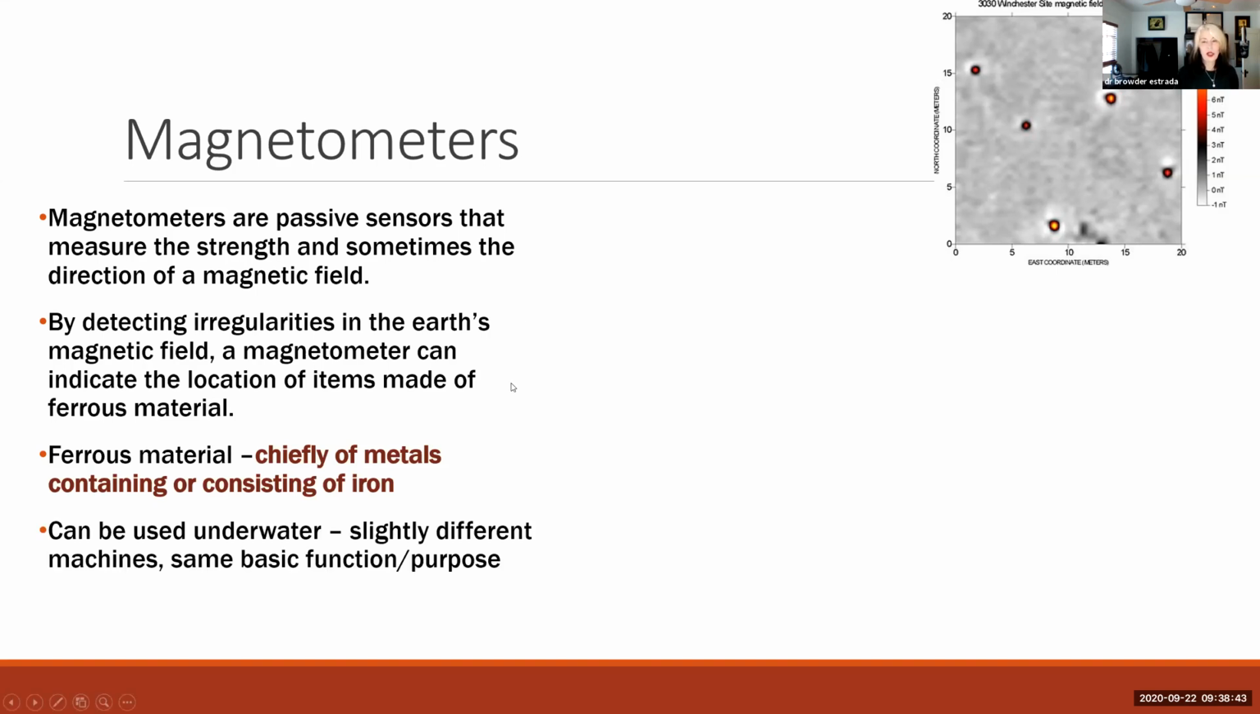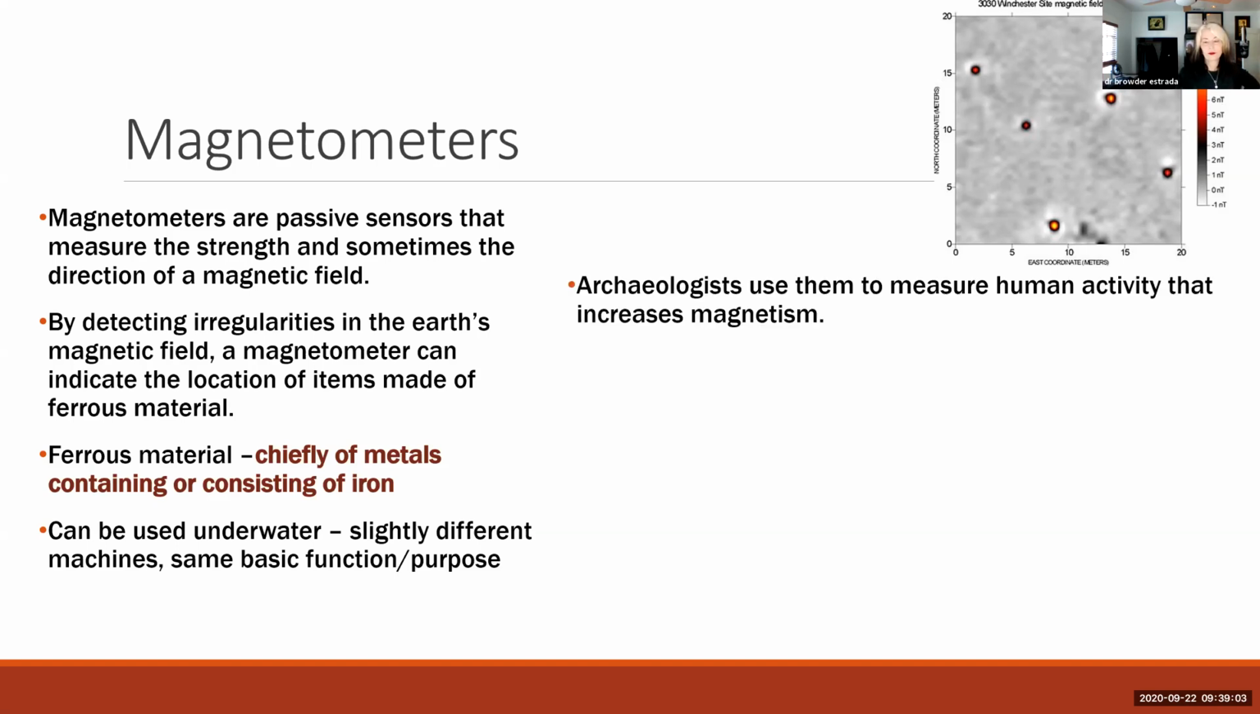Magnetometers can be used underwater. I don't need you to go into a lot of detail on this, just that while it is a slightly different type of machine, it's got the same basic function or purpose. And of course, this is usually when the main thing they're looking for are sunken ships. So archaeologists are going to use a magnetometer to measure any type of human activity that would have increased magnetism in the area, where we might be able to get a read.